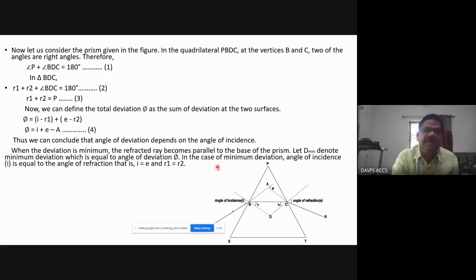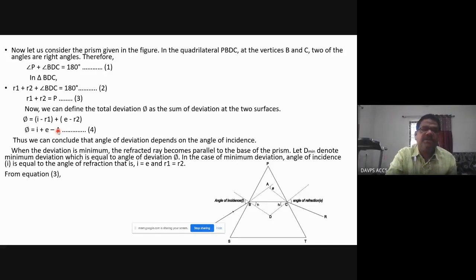Let D minimum denote the minimum deviation, which is equal to the angle of deviation phi. In the case of minimum deviation, angle of incidence is equal to angle of emergence, I equal to E, R1 equal to R2, and BC is parallel to the base. That is, this refracted ray is parallel to the base of the prism. I think you must be clear. And you are getting two formulas here. You just underline the formulas. R1 plus R2 equal to P, that is the angle of prism. You write in the bracket angle of prism, and phi equal to I plus E minus P. And in place of this, write the P.